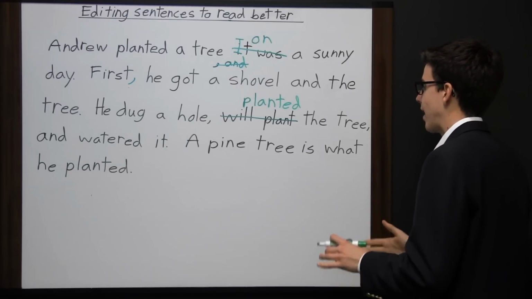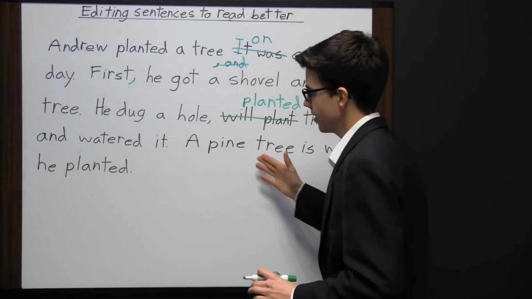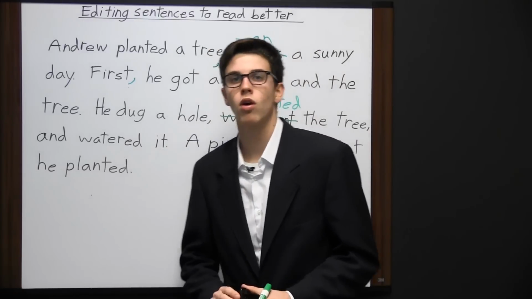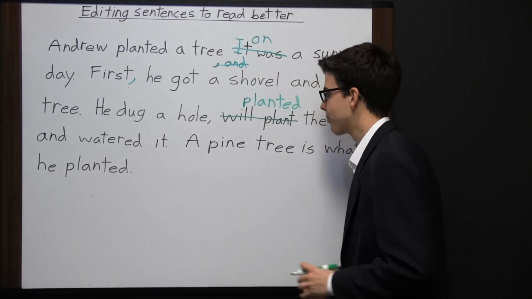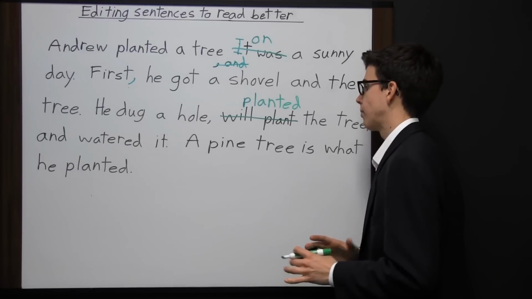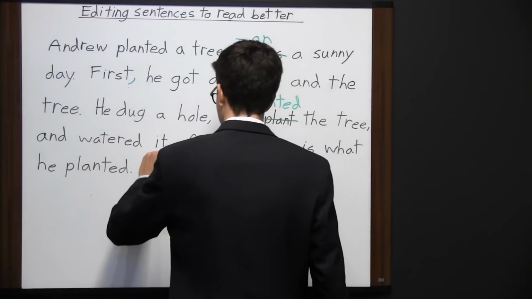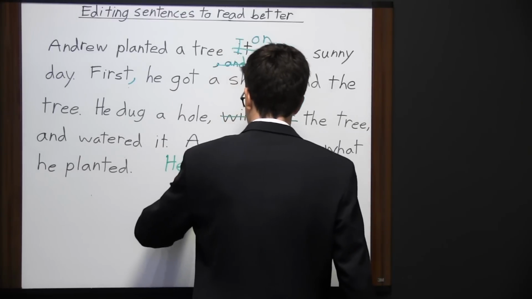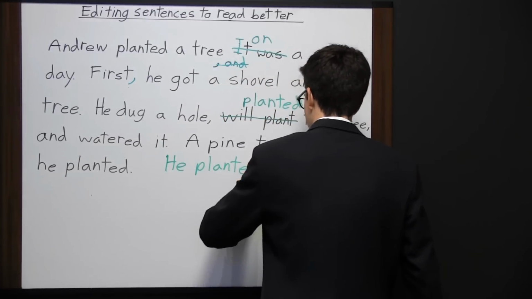Now the last sentence says a pine tree is what he planted. This sentence is clear. You can understand what the author is trying to convey to you. However, it could be worded in a better way. So we could say, he planted a pine tree.